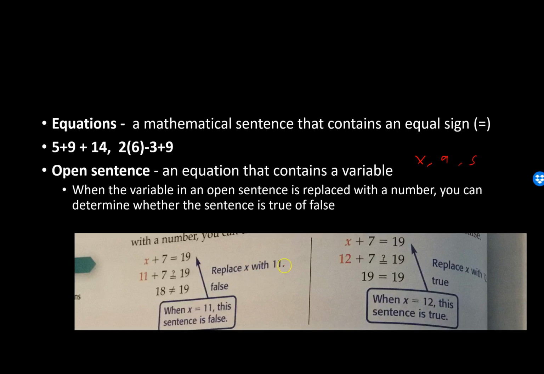So take what we did a little bit ago. If we replaced x with 11, we would put 11 plus 7, it goes to 18. That is not equal to 19, so therefore when x is 11, this mathematical sentence is false. But if we replace x with 12, 12 plus 7 is 19. That checks out, so this would be a true statement.